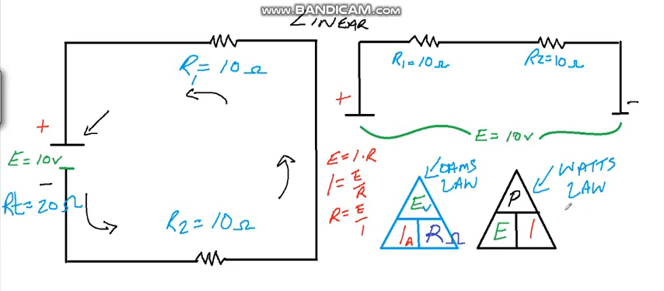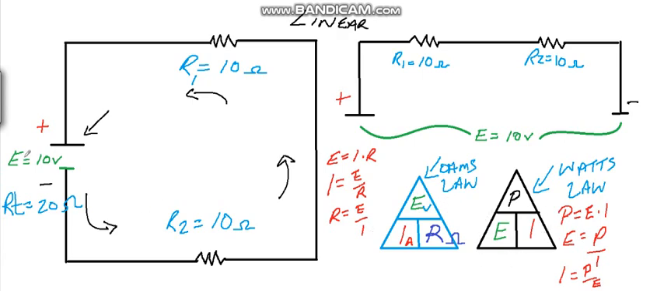Over here, we say power in watts is equal to voltage times amperage. Voltage, E, is equal to power over amperage. And amperage is equal to power over voltage. By putting them into these triangles, we can very easily transpose them to get our three values for Ohm's law and our three values for Watt's law.